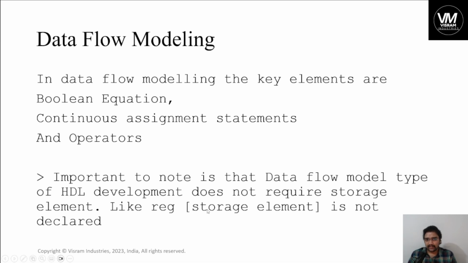So those kind of vectors or any other elements are not required in the data flow modeling. Why? Because it's purely a mathematical equation. In terms of an example of the mathematical equation, you can derive a circuit or the hardware architecture. Simply between input and output, you are making this Boolean equation and deriving some functionality. Based on that functionality, your architecture is also getting connected.